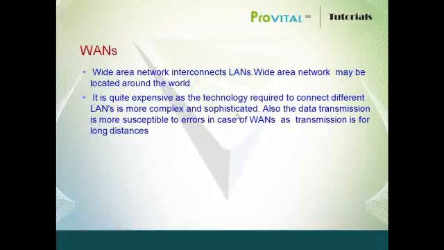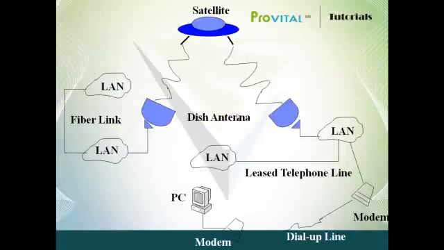WAN. WAN is the wide area network, interconnected LANs. A wide area network may be located around the world. It's around the globe, we can say. It is quite expensive as the technology required to connect different LANs is more complex and sophisticated. Also, the data transmission is more susceptible to errors in the case of WANs as the transmission is over long distances.